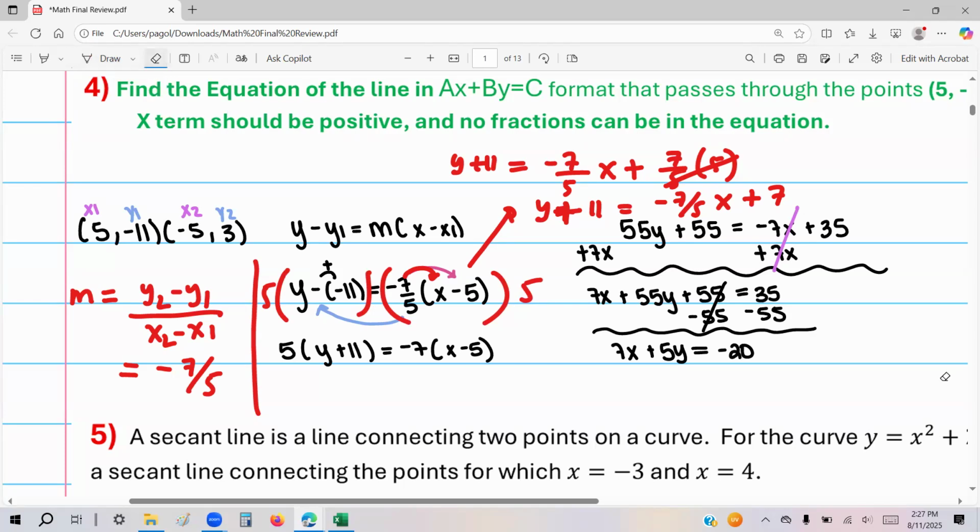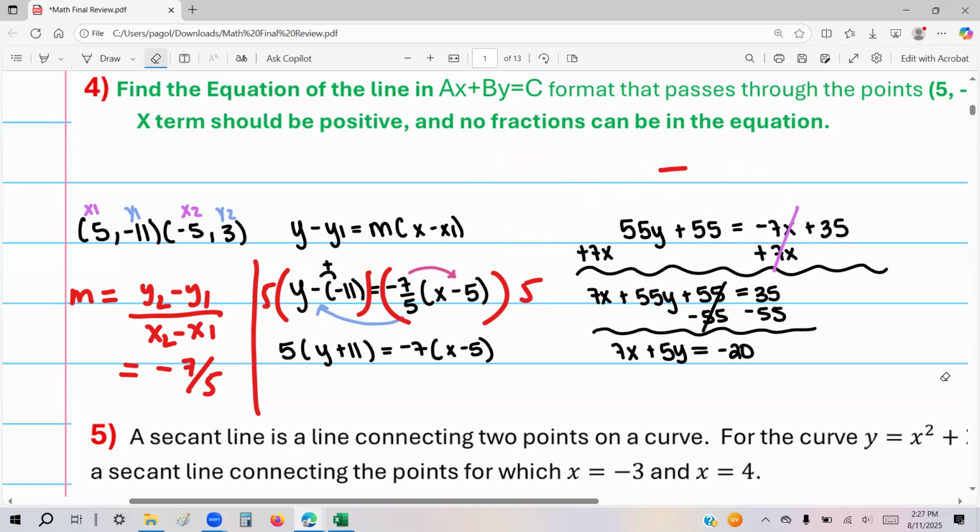Let me keep her method, so let me erase mine. Use a different equation, or we have to use this equation. What else can you use? Oh, you can use y equals mx plus b. How would you do with y equals mx plus b? You just plug in. You have x, y, m, you need the b to solve for.